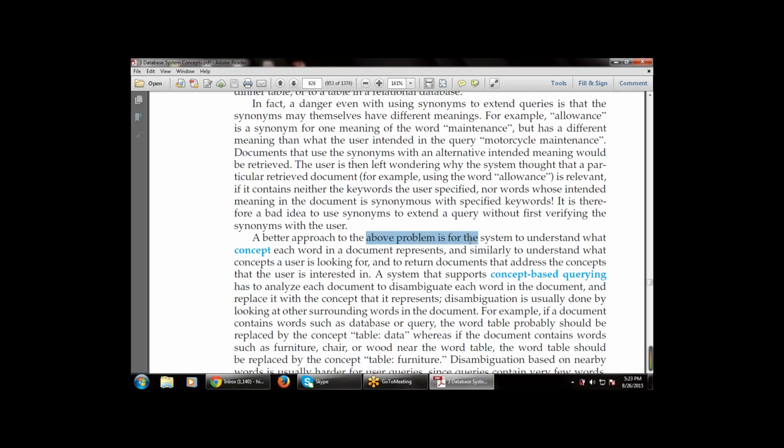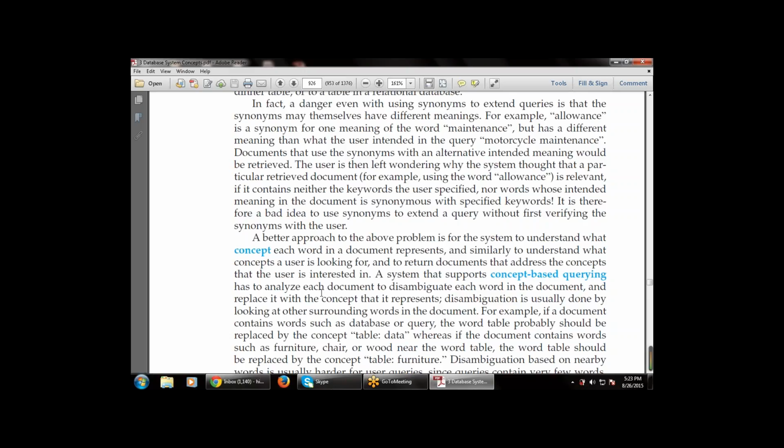A better approach to the synonym problem is to use the concept that each word in a document represents, and similarly to understand what concept a user is looking for. The system then returns the documents that address the concept the user is interested in, whatever term is used to represent it in a document.